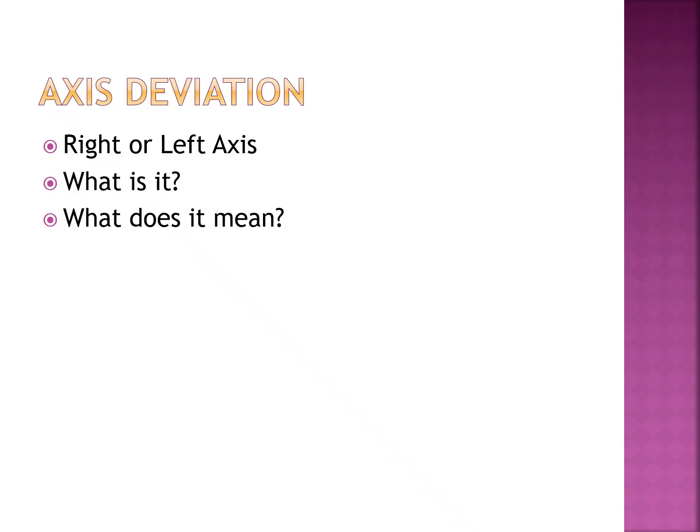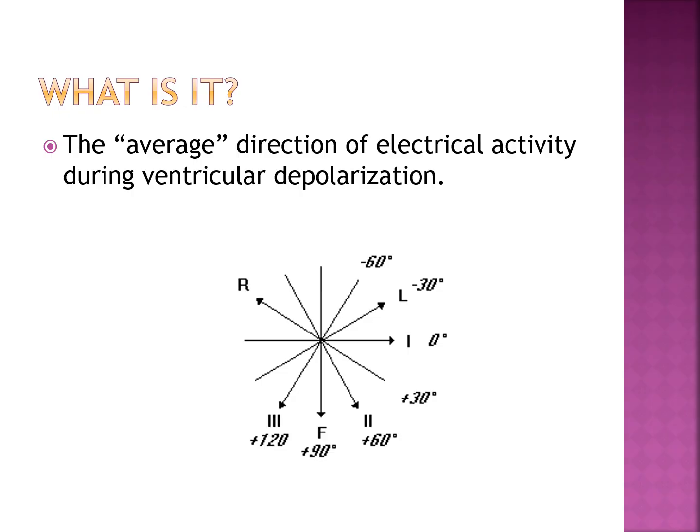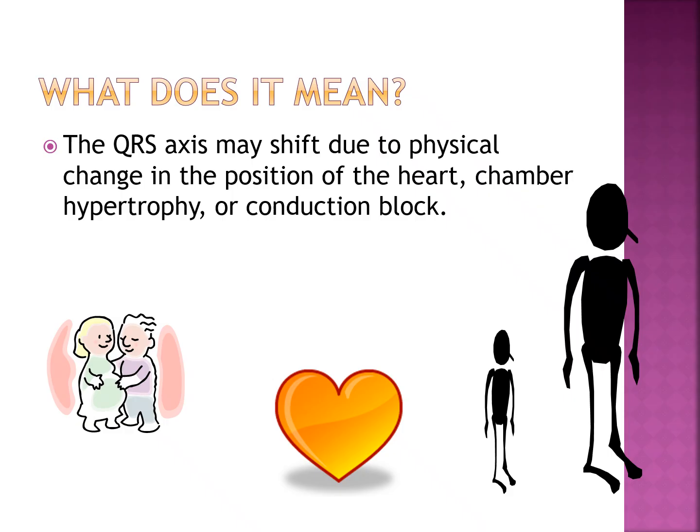So now let's talk about axis deviation. What's the difference between a right axis and a left axis? Does it really matter? And does it mean anything? Well, an axis is the average direction of electrical activity during ventricular depolarization. How do you explain that? I'm going to explain it a different way. So let's first talk about what it means.